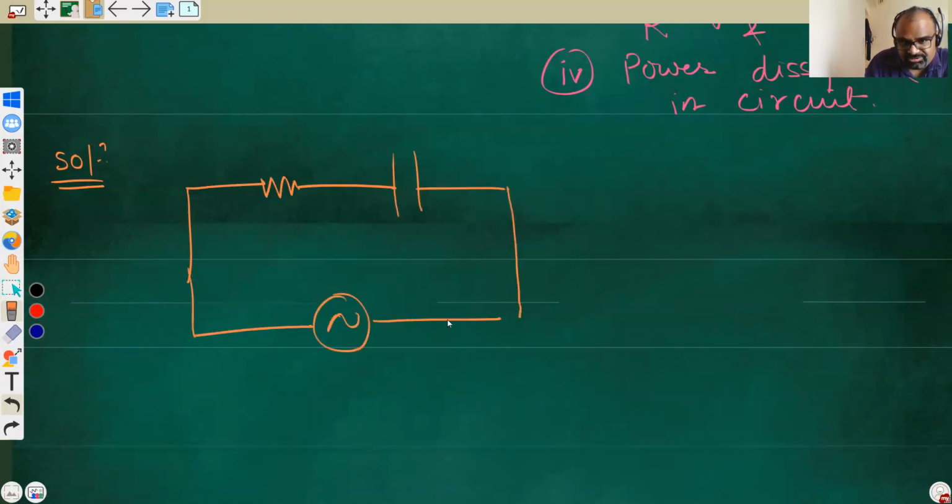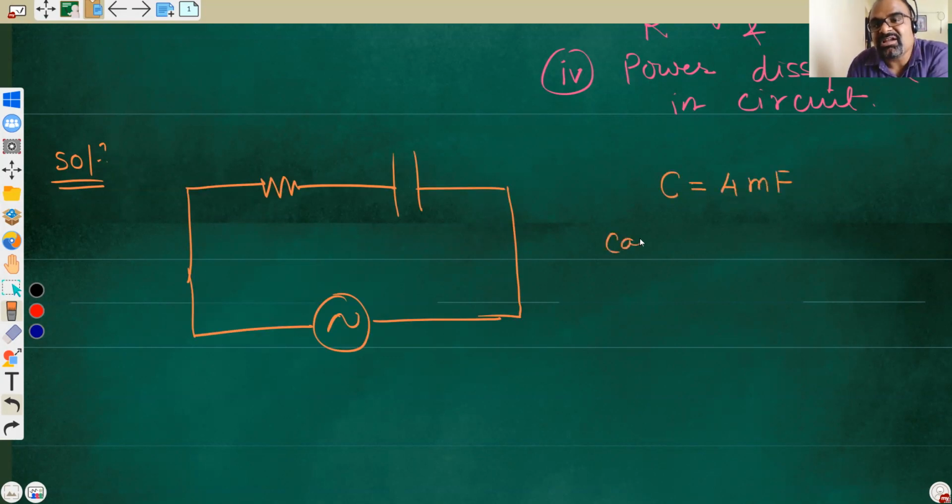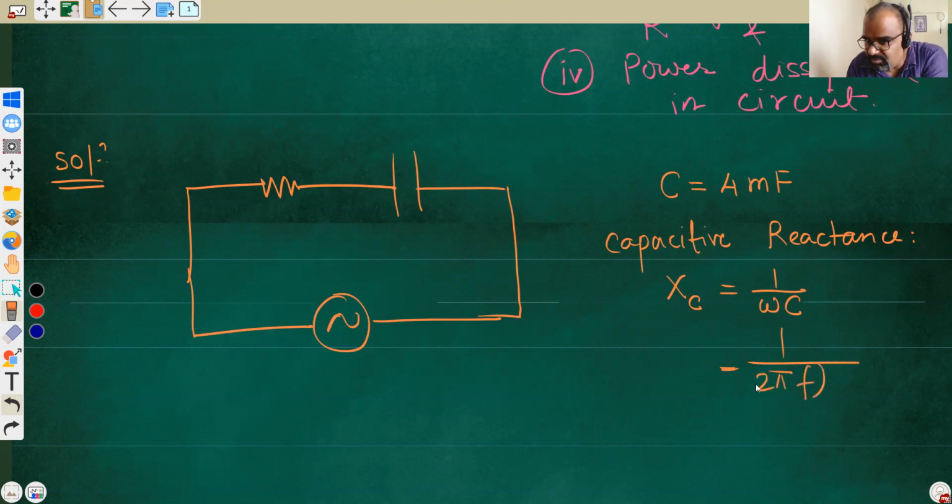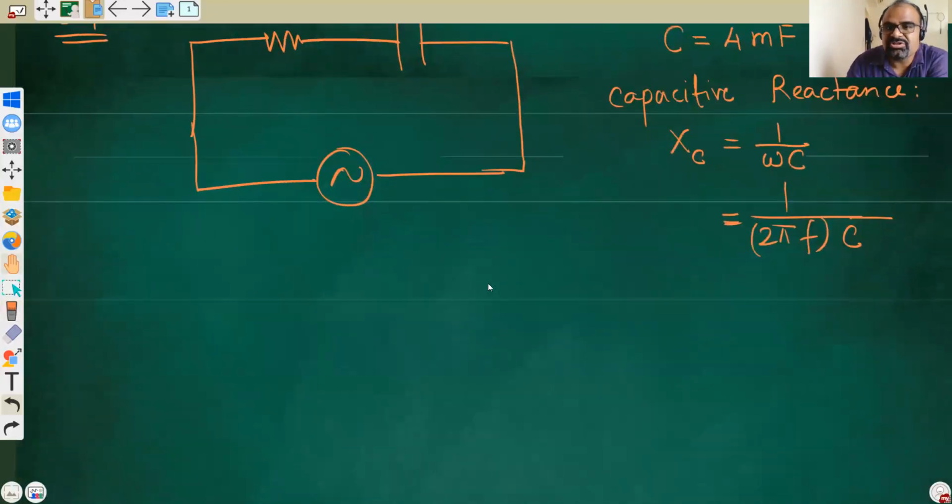The first thing I will do is find the capacitive reactance. Even though capacitance is given, capacitance is not of any use. It is the capacitive reactance which is of use. So capacitive reactance, which we represent with the symbol XC, is 1 by omega C. Yesterday only we had learned. Now is omega given? Omega is 2 pi f. Frequency is given, and of course C is also given. So let's do this calculation.